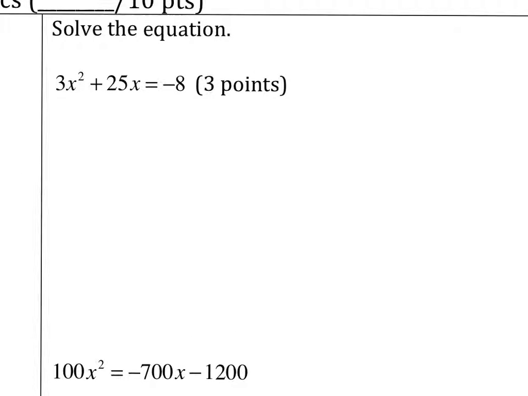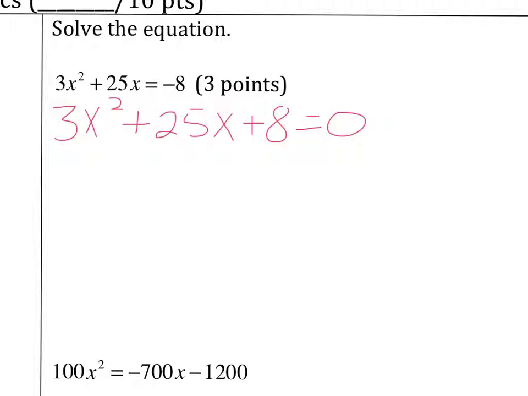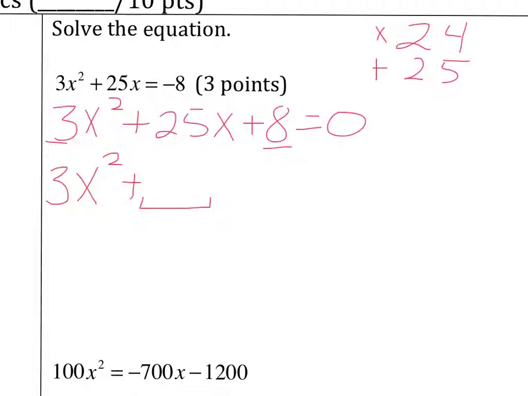Now we're moving on to solving equations. In the last couple we did some factoring, now we're going to solve. First thing I want you to do is get everything to one side. So I can rewrite this as 3x squared plus 25x plus 8 equals 0. Now I'm going to factor. I take my 3 and my 8, looking for things that multiply to 24 and add up to 25. That sounds a lot like I'm going to have a plus 1x and a plus 24x.